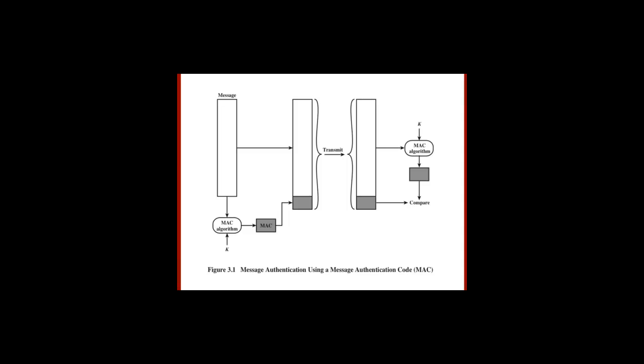We also know that the receiver is assured that the message came from the alleged sender. So your friend's going to know it came from you, because no one else knows the secret key, which is shared just between you two.